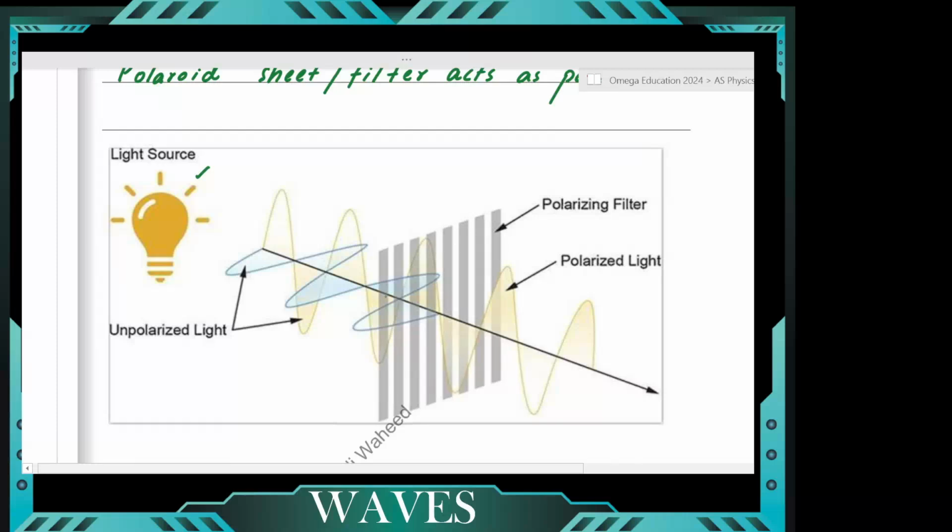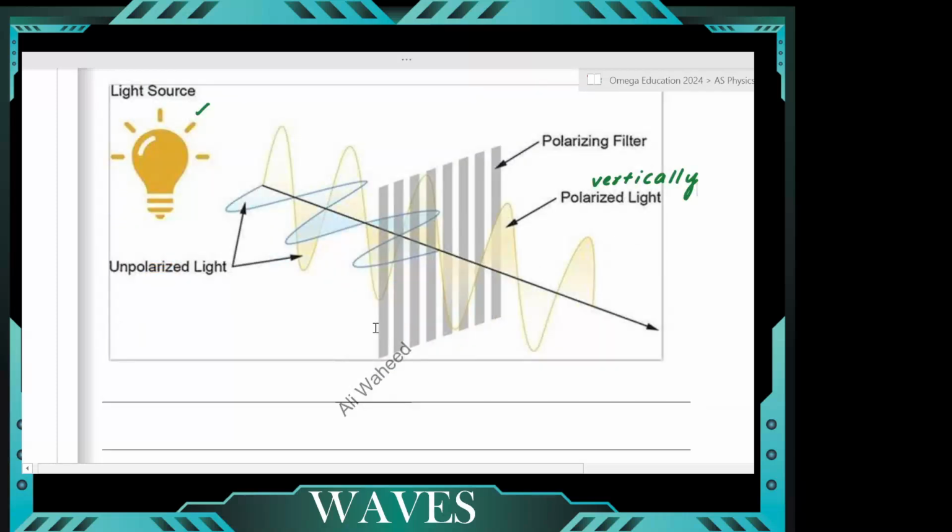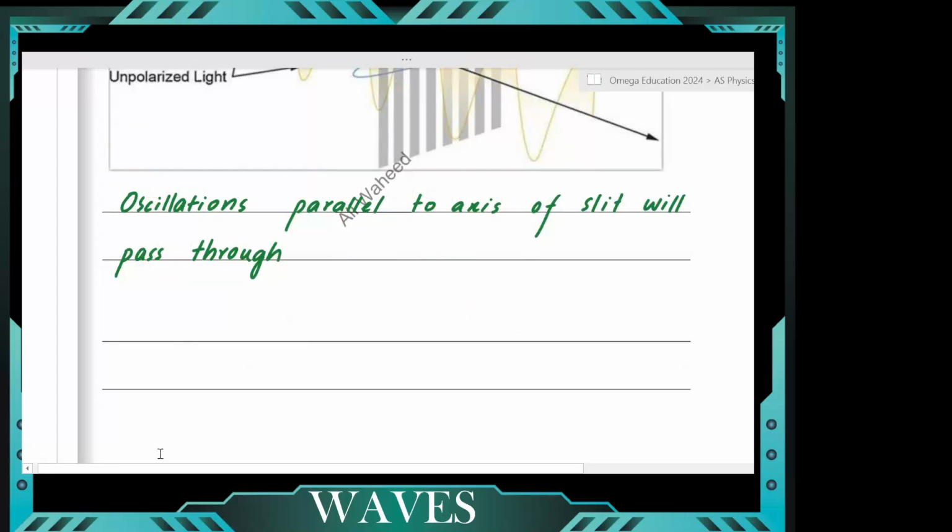placed vertically. As the light passes through it, the horizontal oscillations are blocked. The blue ones, the horizontal oscillations, are blocked, and only the vertical oscillations can pass through, and hence we say the light is polarized. If we be more precise, we can say vertically polarized light. Now, if we place the slits vertically, vertical oscillation would pass through, horizontal ones would be blocked. So we can write a general sentence: oscillations parallel to axis of slit would pass through. And likewise, oscillations perpendicular to axis would be blocked.